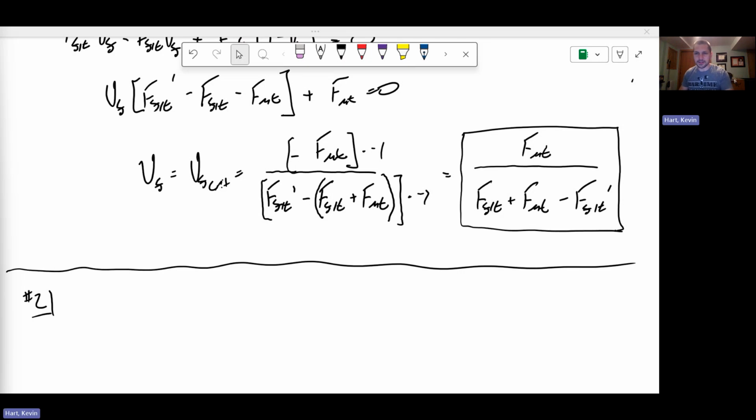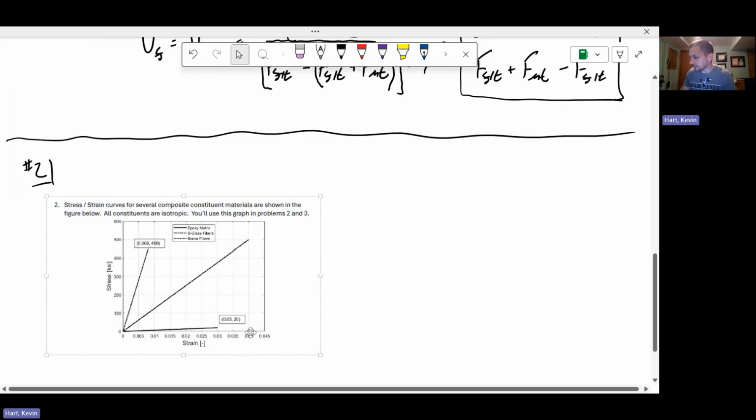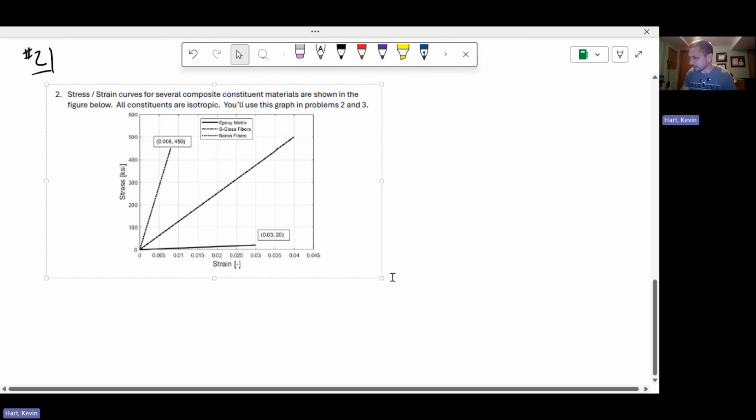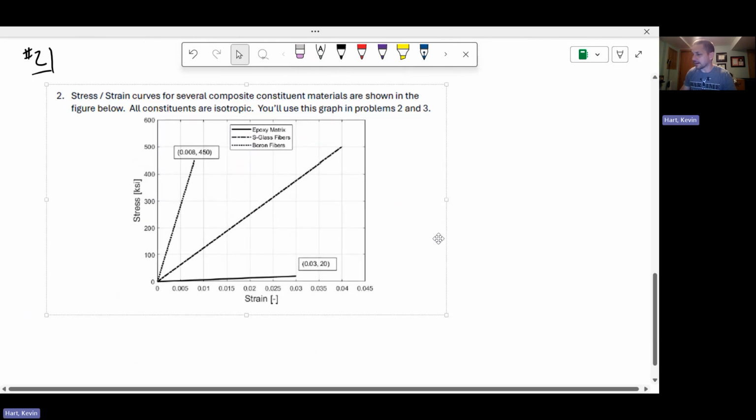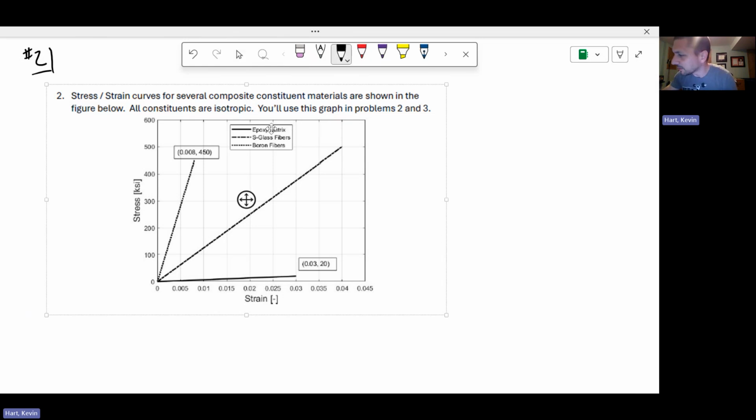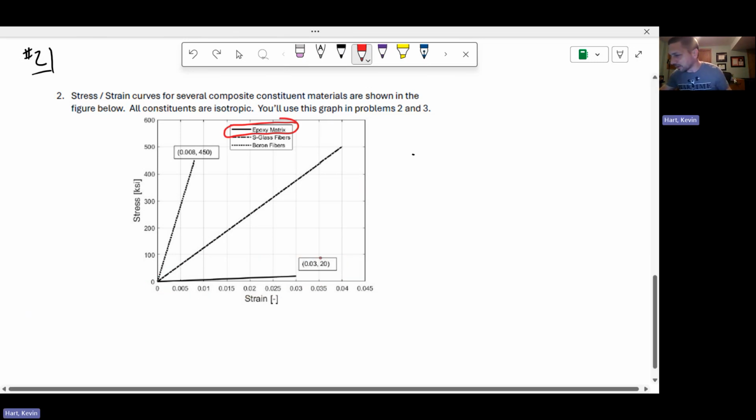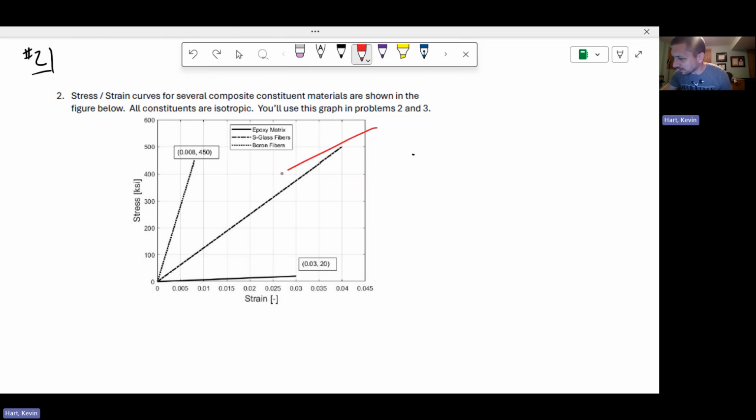Okay, maybe need to do it in 2 parts here. So we've got this graph that tells information about the constituent materials that are going to make up a particular composite. All right, we've got stress strain curves of composite constituent materials. So we have the stress strain curve of epoxy, that's here. You have the stress strain curve of S glass fibers, which is here, and the stress strain curve of boron fibers, which is here. These values that are given in these charts, these are XY coordinates of the end of the line.